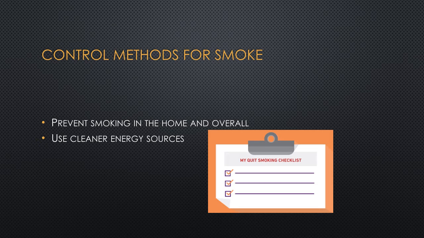The good news is there are ways to control for smoke. There are several ways to control smoke in the home, including preventing smoking within the home, preventing individuals from smoking in general to decrease second and third hand smoke exposure, as well as using cleaner energy sources such as wind or solar energy to prevent the burning of fossil fuels.